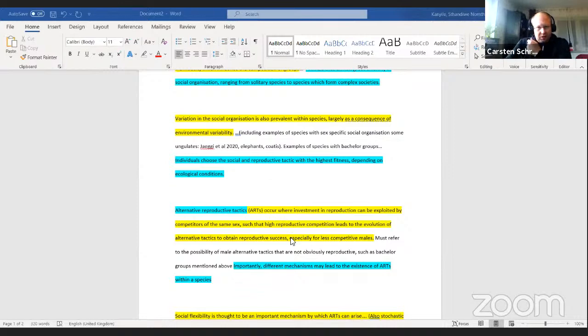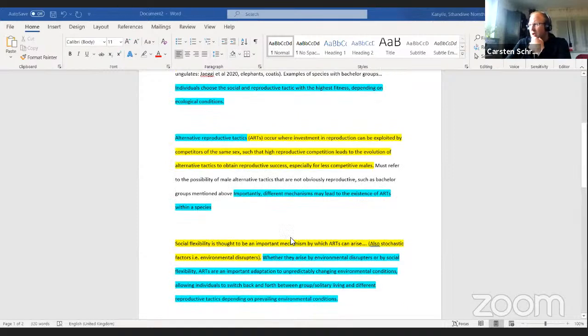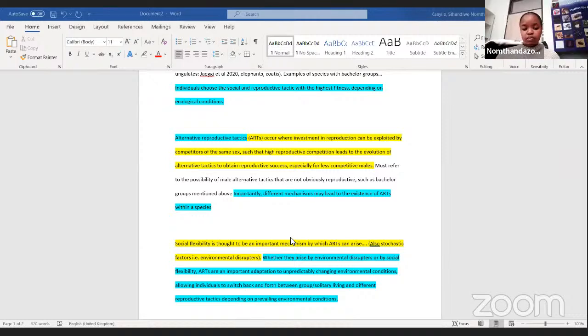Theoretically, one could delete social tactics out of the second paragraph, but I want to keep it because as long as we don't know whether bachelors have reproductive success, it might not be a reproductive tactic. Then we go to the next paragraph. The fourth paragraph is now talking about the mechanisms by which the arts are arising. And in the third paragraph, I talk about, in a short sentence, that there are different mechanisms that lead to the existence of arts within a species.